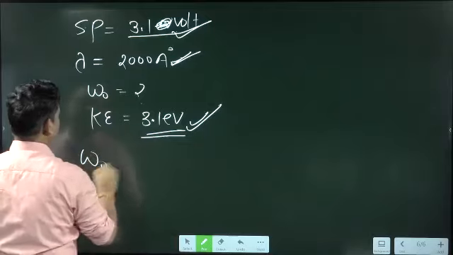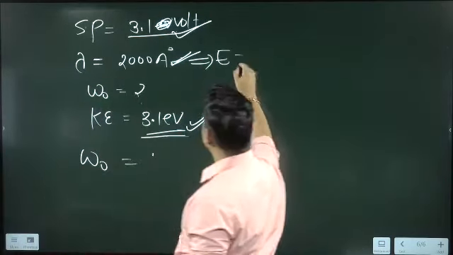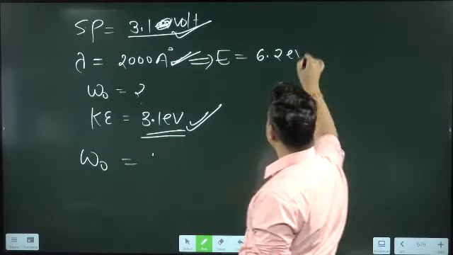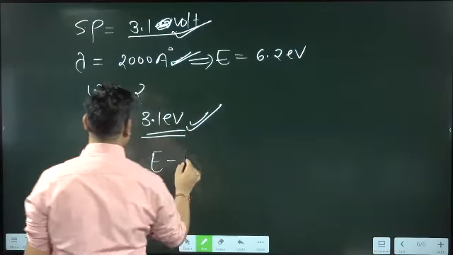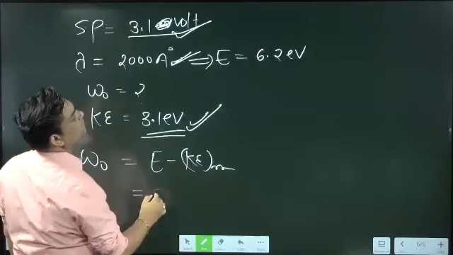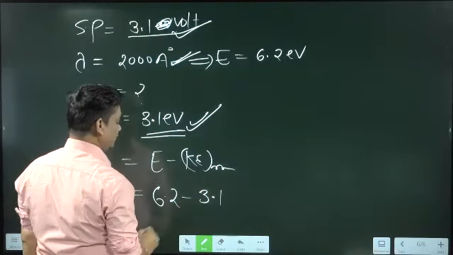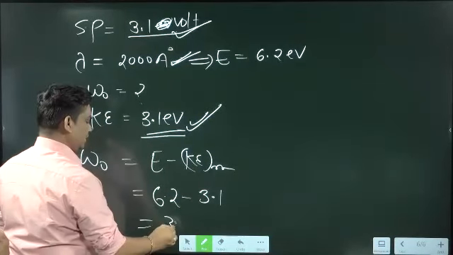We need to find W naught, which will be equal to the energy corresponding to this. E will be 6.2 eV. So we can write E minus K max, that is 6.2 minus K max, that is 3.1. We got the answer here.